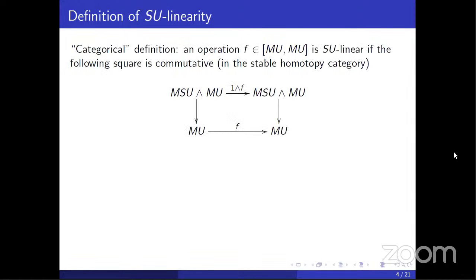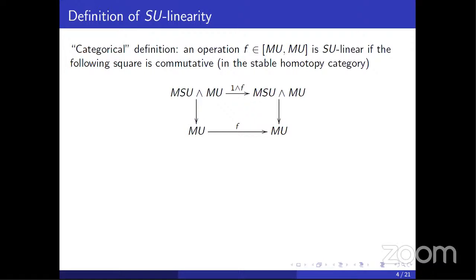The first definition is a categorical one. An operation f from MU to itself is SU linear if the following natural square commutes in the stable homotopy category. It's the usual algebraic definition of a module over a ring.